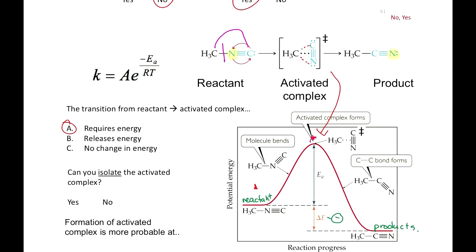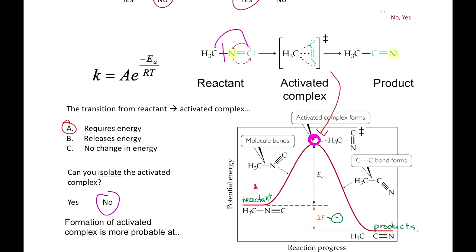If I was a ball and put it right there, do you think that ball is stable? Could that ball stay there? No. Yeah, that ball's not going to stay there. It's always going to roll to either side. So no, you cannot isolate an activated complex because it's too high of energy at the top. There's no stable place for that activated complex to exist for a meaningful amount of time.